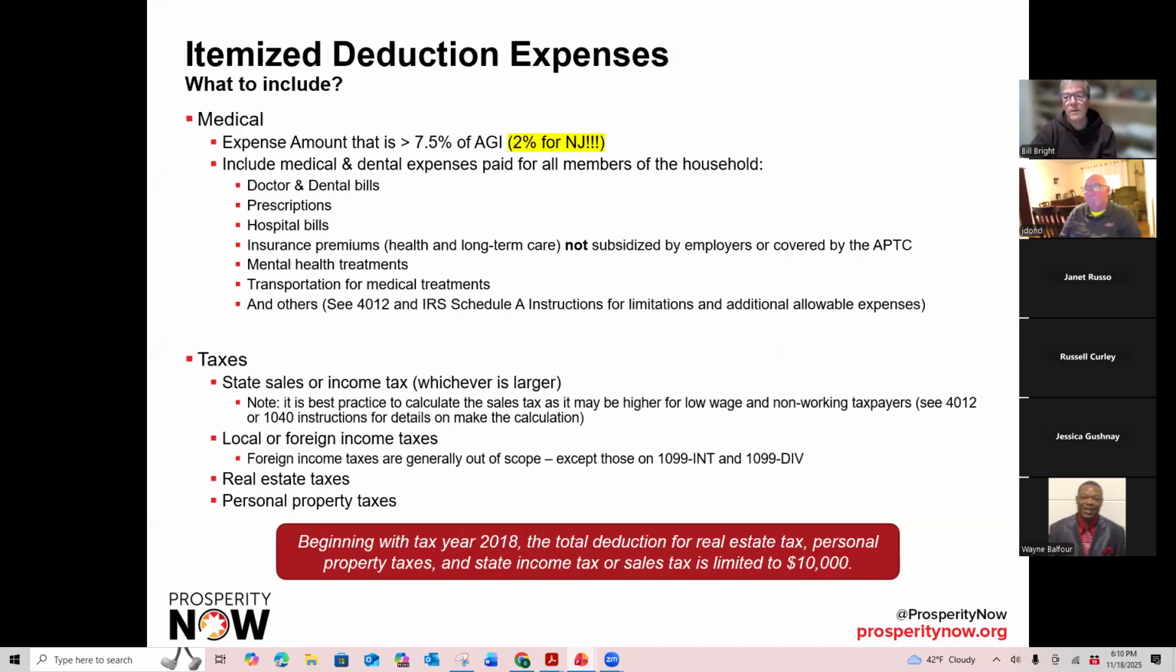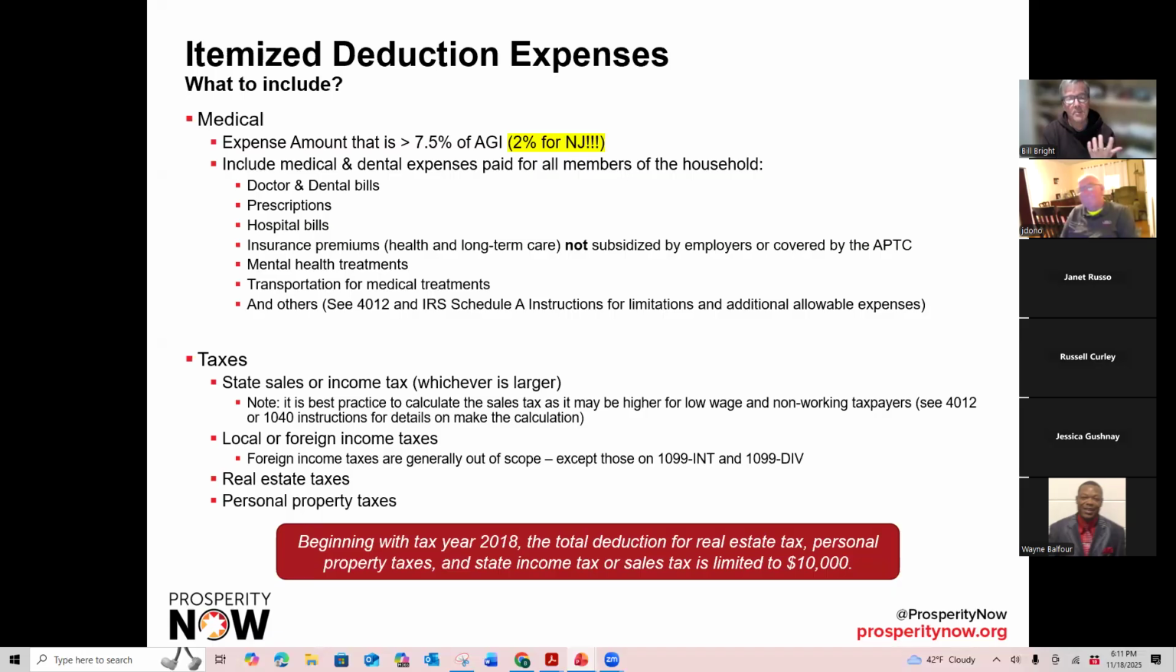Now, medical: again, 7.5% of AGI will flow through as an expense to qualify to itemize. It's only 2% for New Jersey, and that's important to remember when you're going through the interview process with clients. Generally, anybody who has any kind of medical expenses is probably going to get a little bit of relief for the state of New Jersey, almost never for the federal.